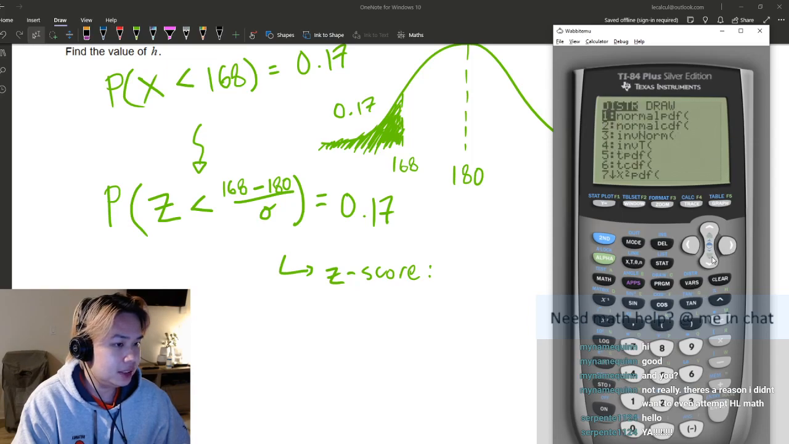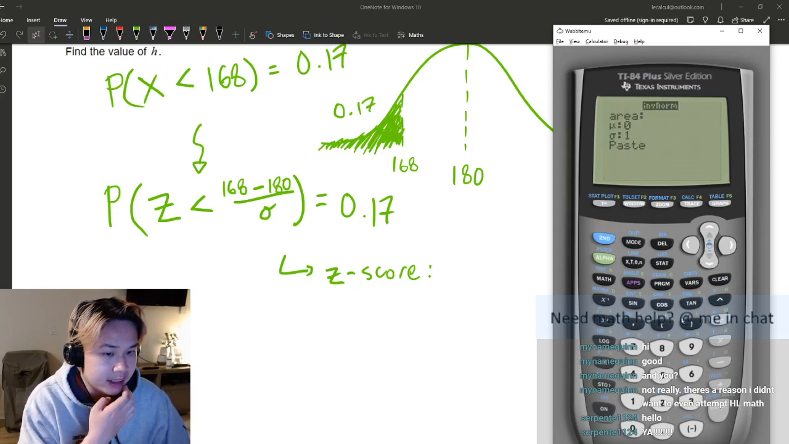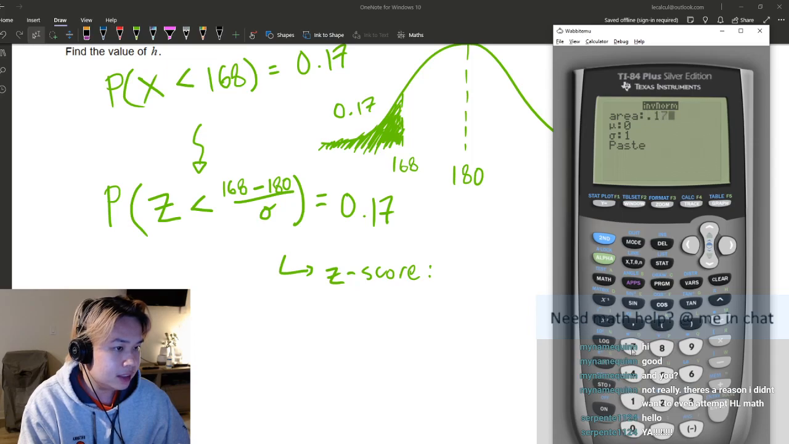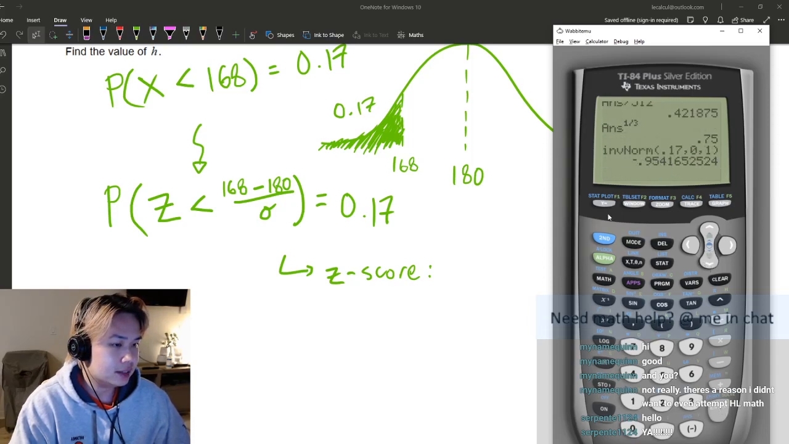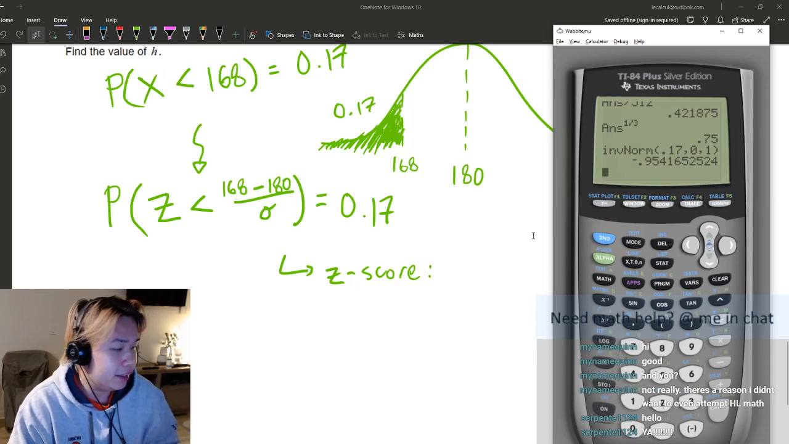Okay, so distributions, go to my inverse normal, and then my area is 0.17, and then this is why I standardized it. Standardized are always have an average of 0, standard deviation of 1. So the z-score is negative 0.954.